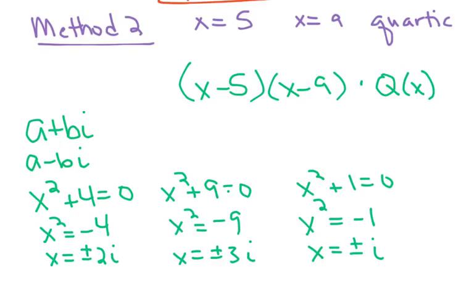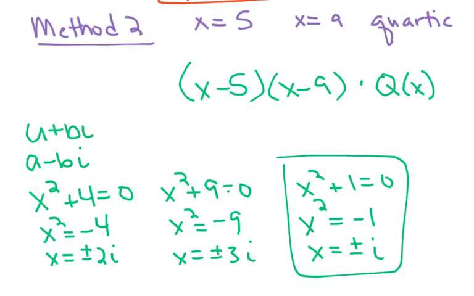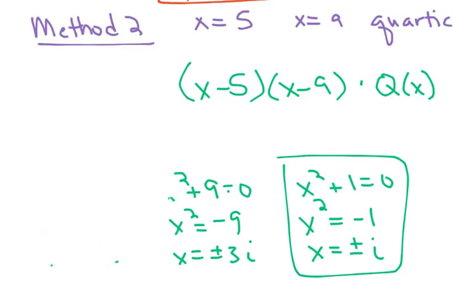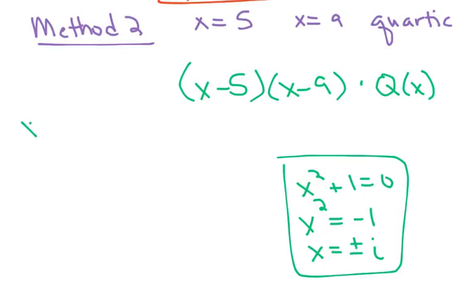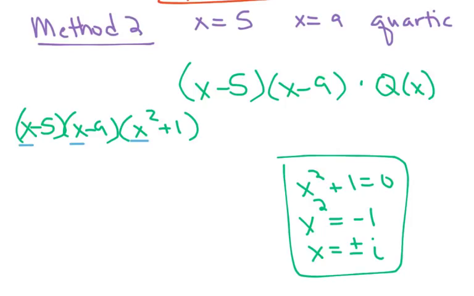Because this is the one the book uses, I'm going to use this one. So now I'm going to go and erase this. So we're going to use x minus 5, x minus 9, and then x squared plus 1. So now this is a fourth degree polynomial. Remember, you can tell the degree of a polynomial by adding up the x's. 1, 2, 4.